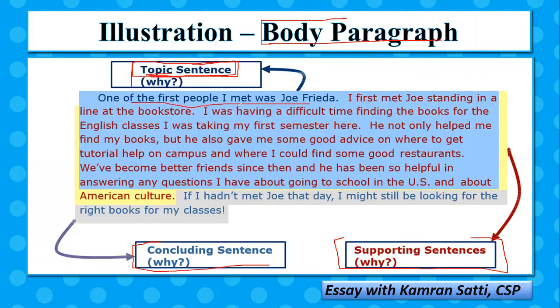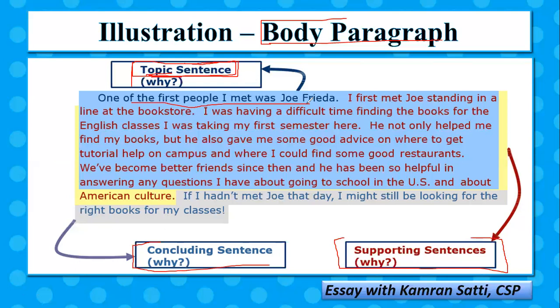One of the first people I met was Joe Frida. Now here in the introductory paragraph, the topic of the essay was my schooling experience in the US. In the thesis statement, I stated that my schooling experience in the US was very pleasant because of the three friends I mentioned. Now I will discuss the experience because of those three friends in three different body paragraphs, how they made my schooling experience in the US very special. It will take three different body paragraphs.